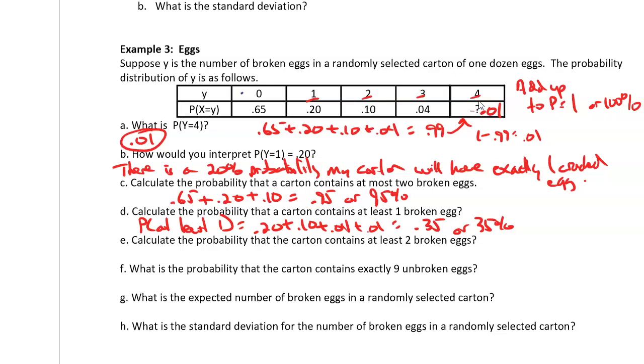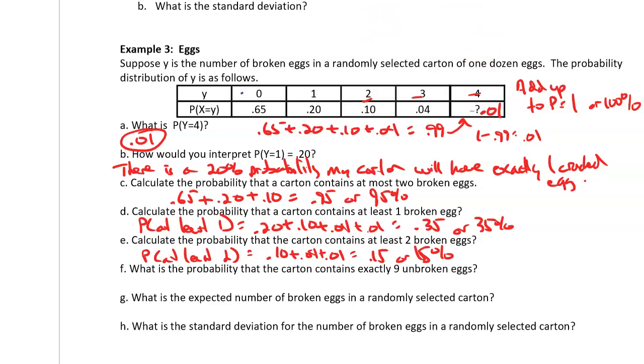All right, for E, calculate the probability that the carton contains at least 2 broken eggs, at least 2. So at least 2 would be 2, 3, or 4, right? 2 or more. So 10 plus 4 plus 1. So the probability of at least 2 would be 0.1 plus 0.04 plus 0.01 or 0.15 total, or 15% chance that I'll have at least 2 broken eggs. So not that likely I'd have at least 2.